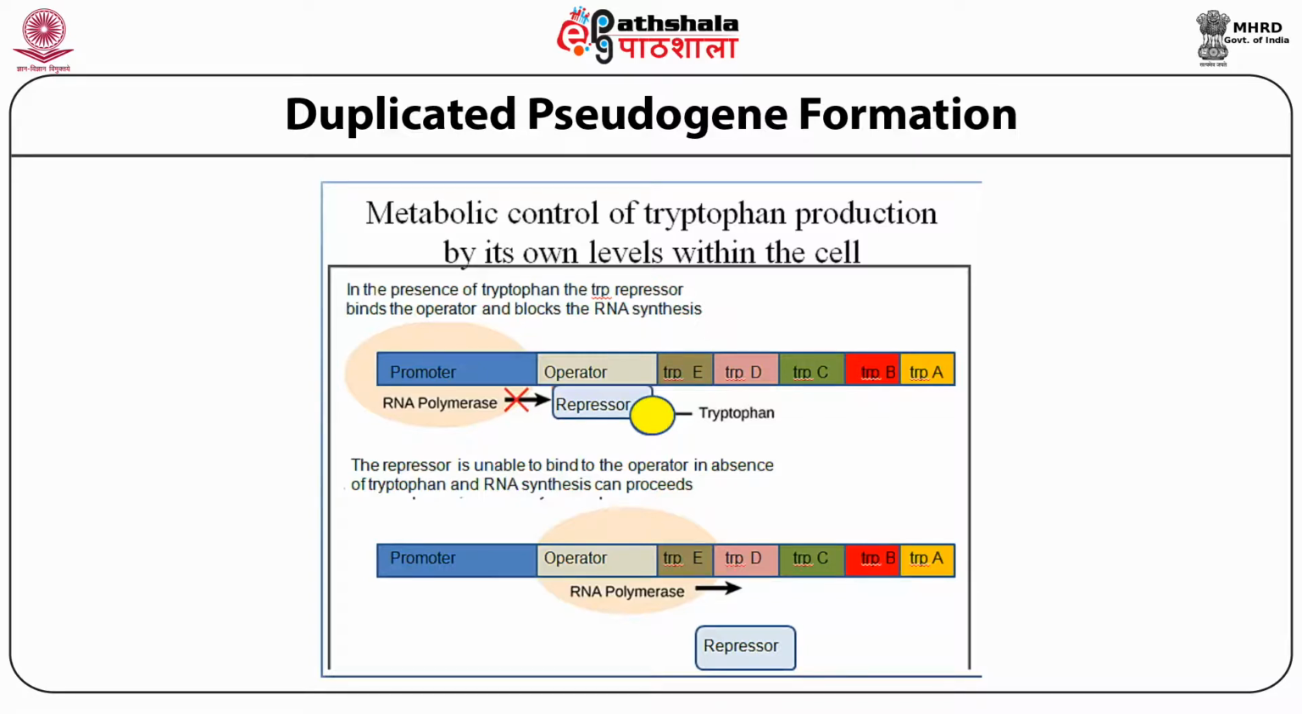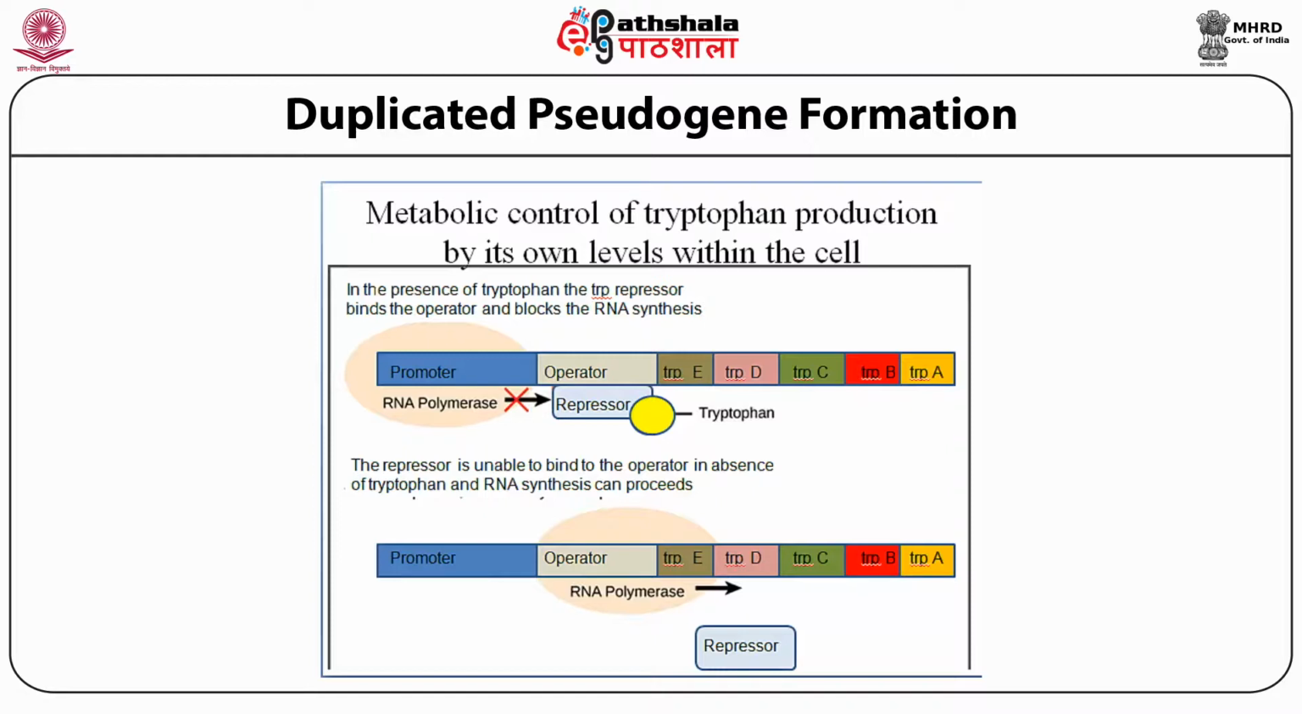However, when tryptophan is present in the cell, there is no need for the expression of the structural genes and they are turned off. This switching off of the genes is achieved when tryptophan binds to the TRP repressor to activate it. The activated repressor is capable of binding with the operator and stopping transcription of the structural genes. This is referred to as negative regulation, and the tryptophan molecule is known as the co-repressor.